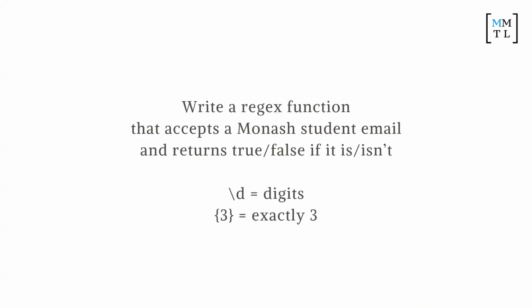If you'd like, as a challenge, you can try to write a regex to see if you can match a student email. Some really cool things you can use with regex are \d, which means digits, and then a number in curly brackets indicates that you want exactly that many of something. If you think about it, your student emails are exactly 4 digits, so it would be \d and then squiggly bracket 4. That indicates that you want exactly 4 digits.